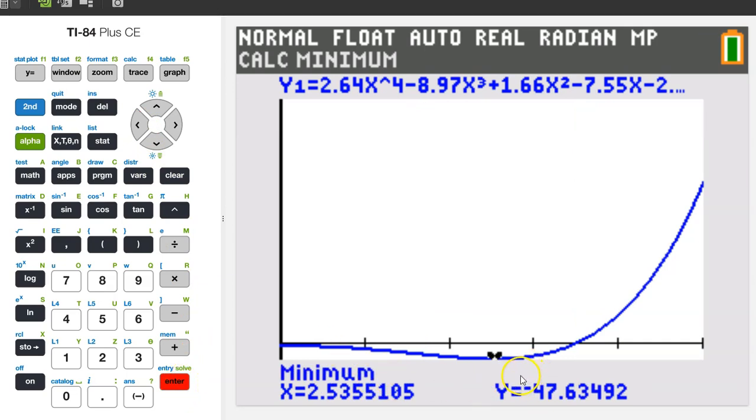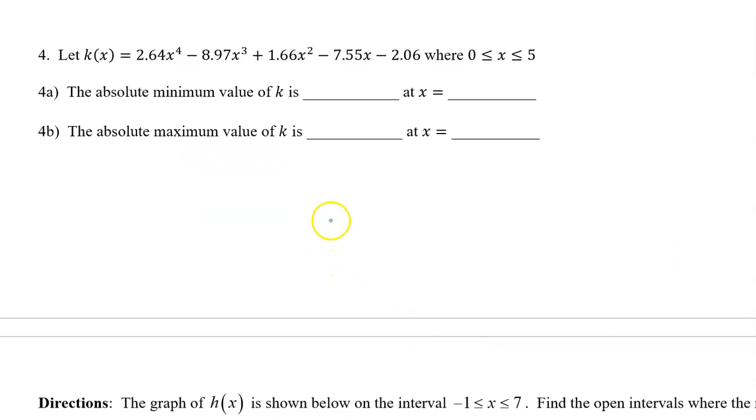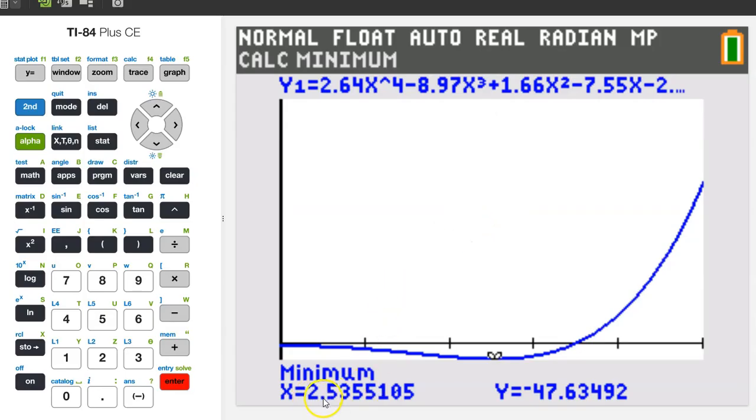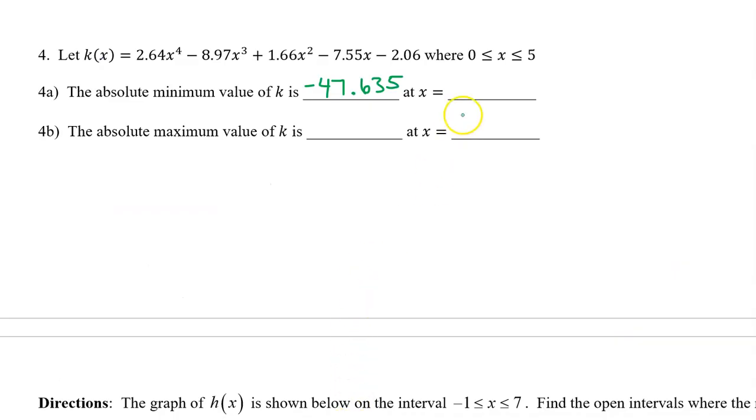So we have an absolute minimum value of negative 47.635. Negative 47.635. At x equals 2.536. Okay, that is the absolute minimum and its location.